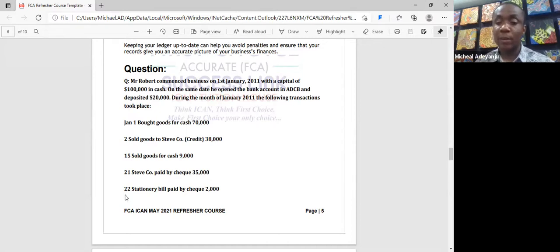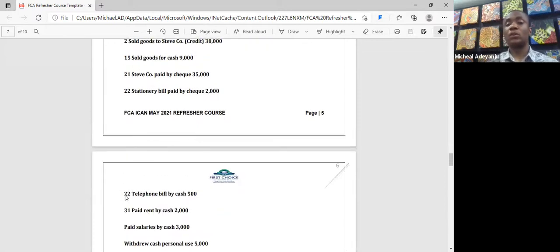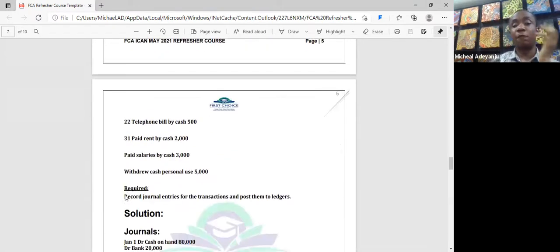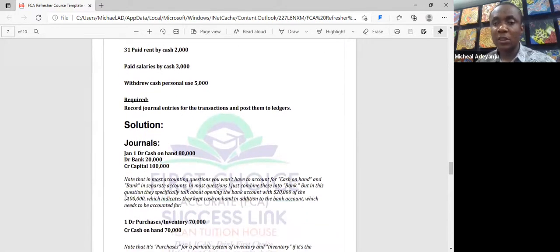Stationery bills paid by check on the 22nd. Telephone bill paid by cash. Rent paid by cash, 22,000 naira. Paid salary by cash, 3,000 naira. Withdrew cash for personal use, 5,000 naira. Record the journal entries and then post them to the ledger. It's as simple as that.